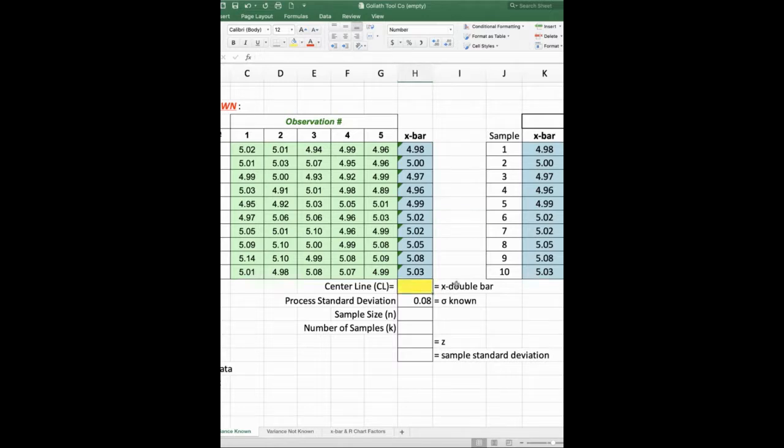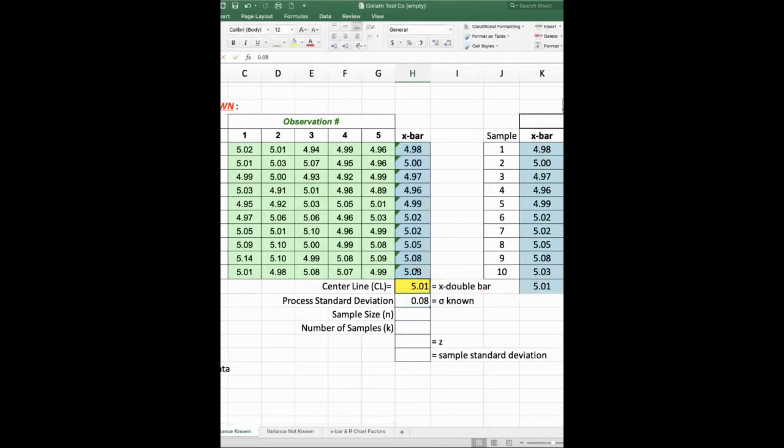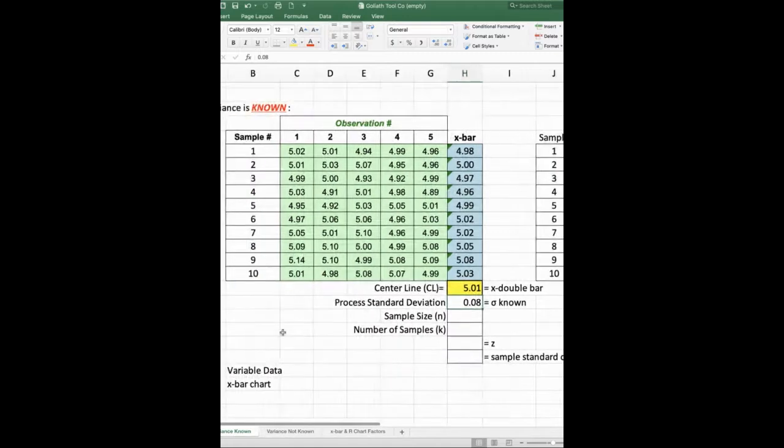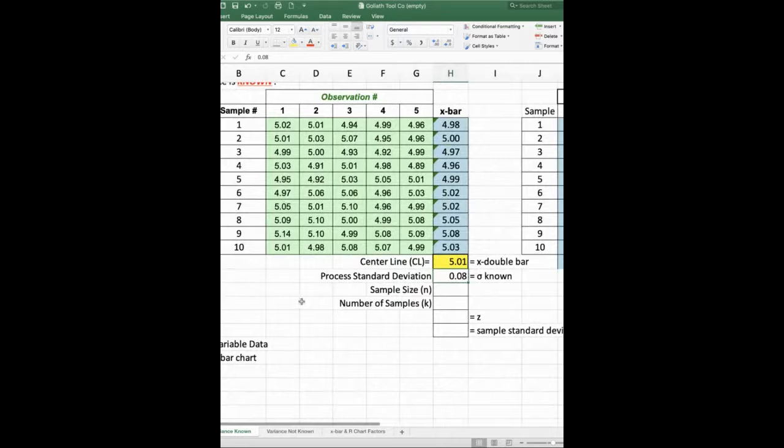To compute the center line, we're going to compute the overall average of all 10 of these values. We call this X double bar, which is the average of the averages. So again, we're going to use the average function, equals average, and then highlight the 10 cells here in column H, close the parentheses. And then we know that 5.01 is that overall average. The next thing we need to know is what is the sample size? Based on what we talked about previously, we have 10 samples, and each time we take a sample, we took 5 values. So our sample size is 5, the number of samples is 10. Our Z value, which was given to you, is 3.